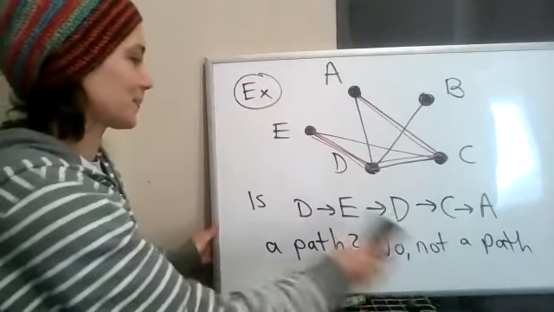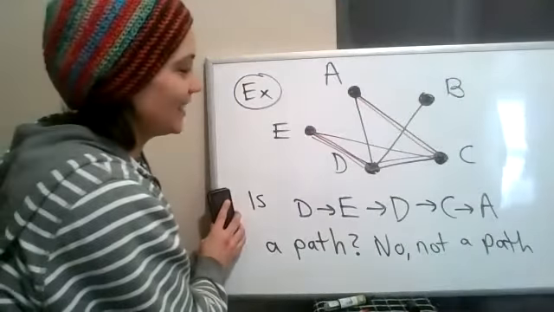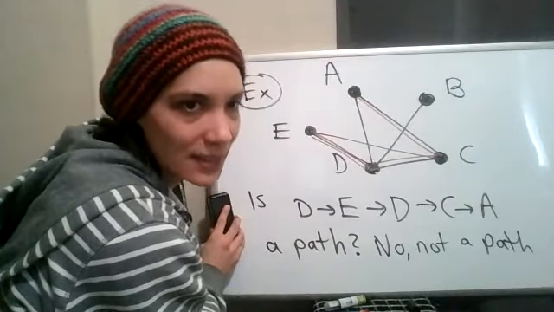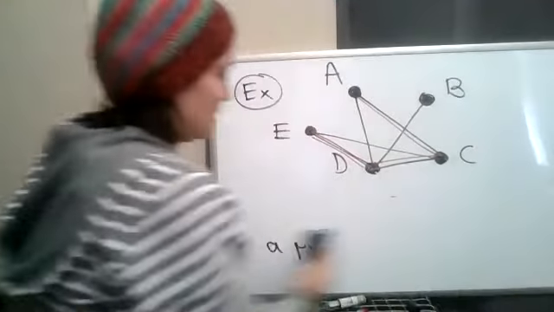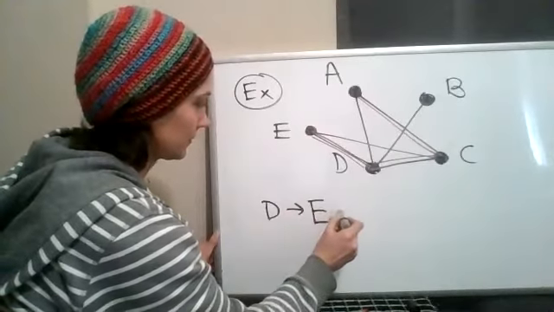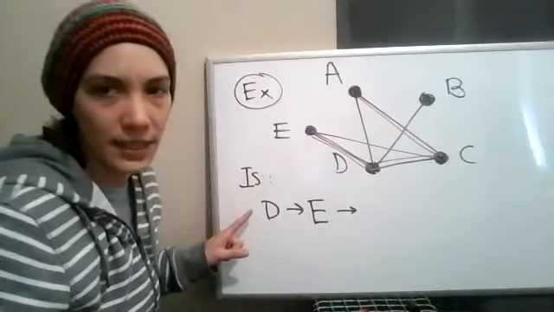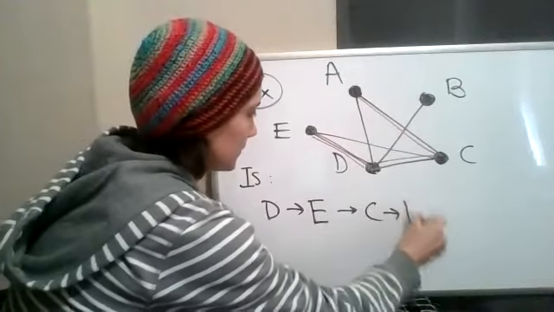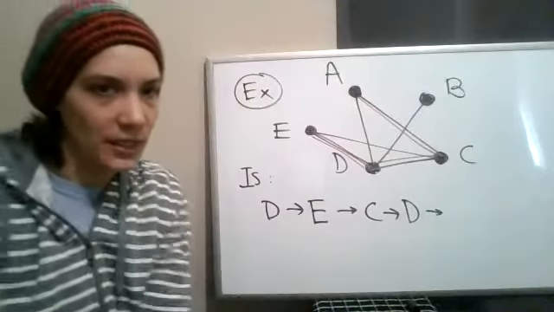D, E, C, D, A. Okay. Are we ready? Let's do it. Okay, this one is going to C, then to D, over to A. And it's the same question: is that a path?